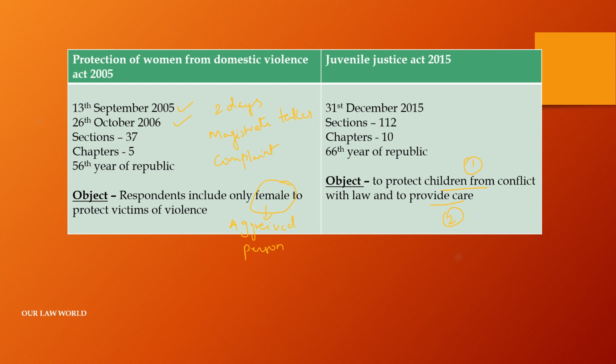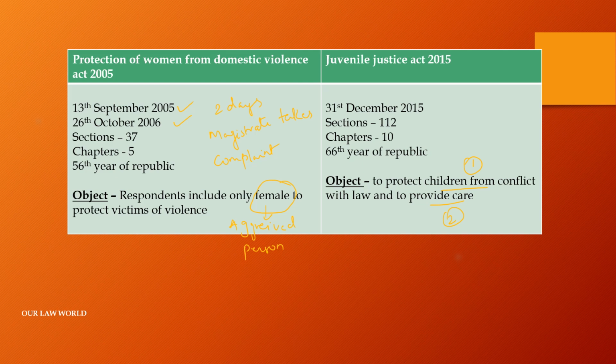The next act is the Juvenile Justice (Care and Protection of Children) Act 2015, and this has 10 chapters and 112 sections, and the date is 31st December 2015. This is to protect two main categories of children. One is children who are in conflict with law, and also to provide juveniles with care and protection.